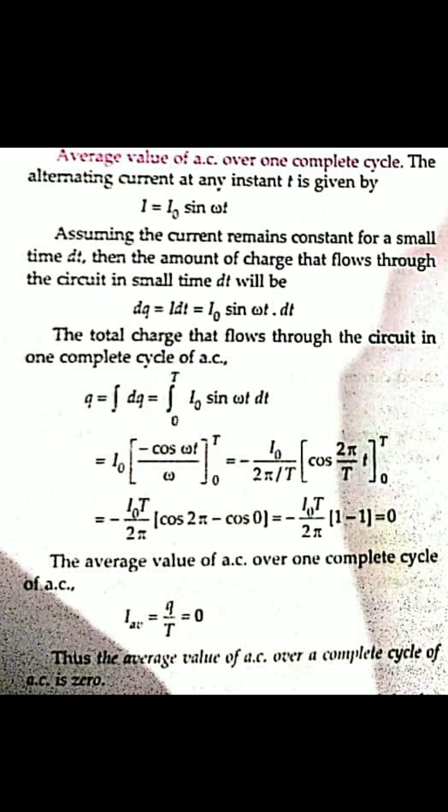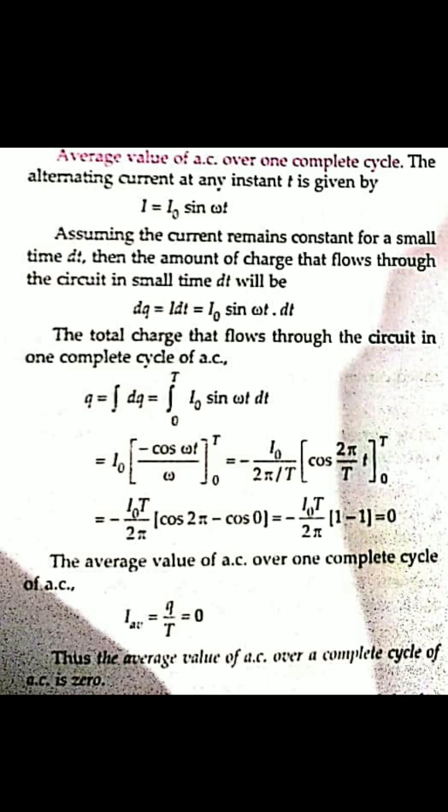If we get +5 in the positive half, in the negative half we also get -5. The magnitude is the same but the direction is different. So the total mean value, +5 -5, will be 0. This can also be proved mathematically, that the average value of AC over one complete cycle is 0, and this derivation is shown here.